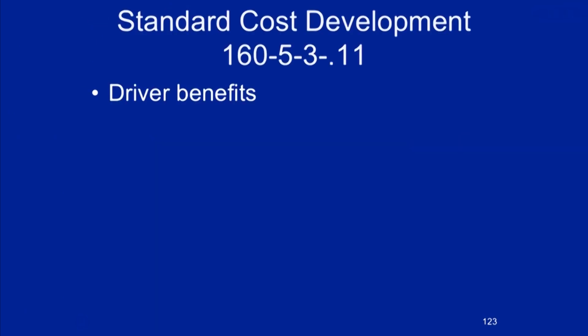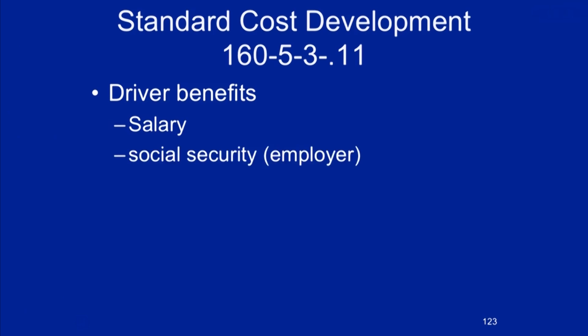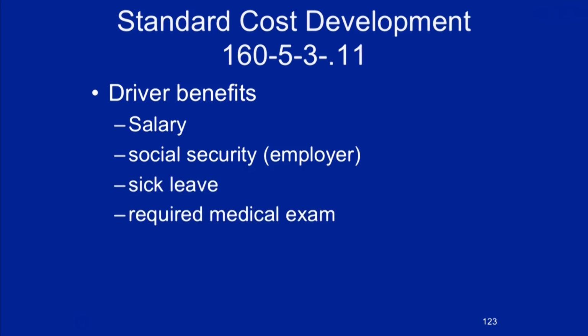Okay, continuing on with some of these regulations. Standard cost development. Again, this is what local school districts have to look at in considering what their costs are. And again, the state might provide some reimbursement. They have to look at the salary. They have to look at the pension plans that are provided. They have to look at sick leave. They have to look at the need to provide a required medical exam, drug and alcohol testing, et cetera, et cetera. So those are the kinds of things to consider in cost development.